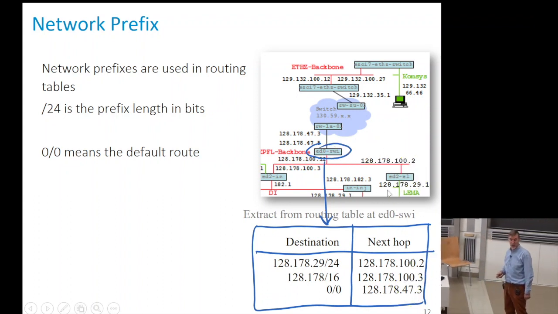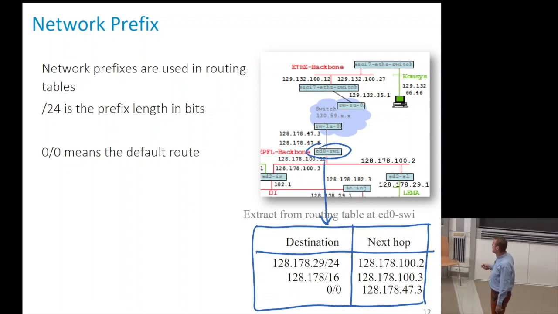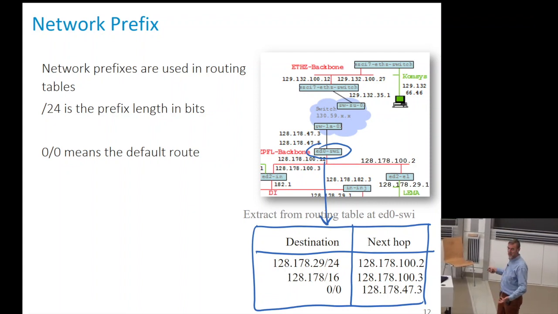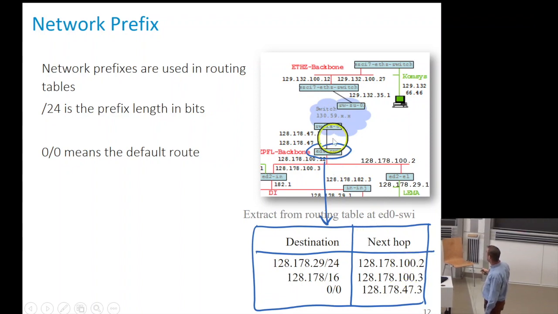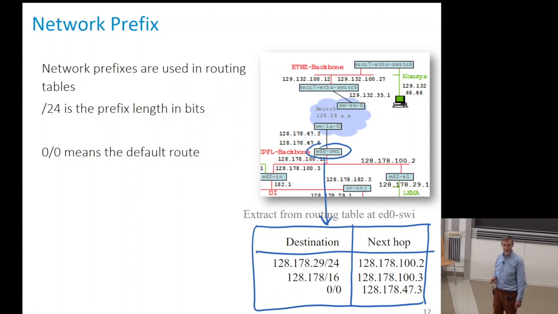If I have a packet that goes somewhere else inside EPFL, 128.178.156.3, for example, it will not match the first, but it will match the second. Therefore, we'll go to the second entry, which is this backbone router of EPFL. So it will go to the backbone of EPFL here.